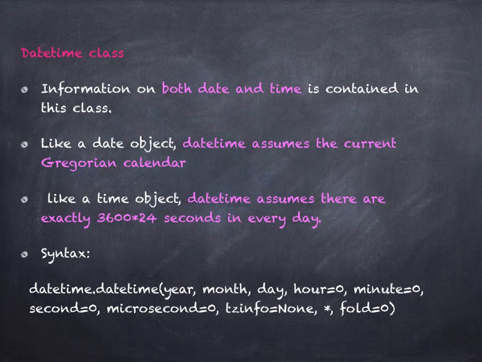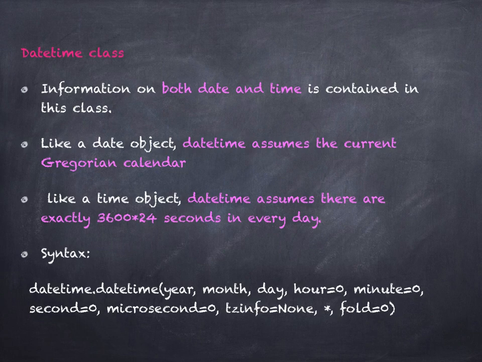Next class is the datetime class. Information on both date and time is contained in this class. Like a date object, datetime assumes the current Gregorian calendar, and like a time object, it assumes there are exactly 3600 into 24 seconds in every day. The syntax for using this class is datetime.datetime. The first datetime represents the module name, and the second datetime represents the constructor of this class.